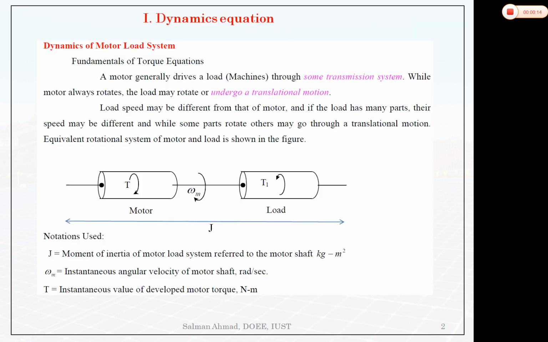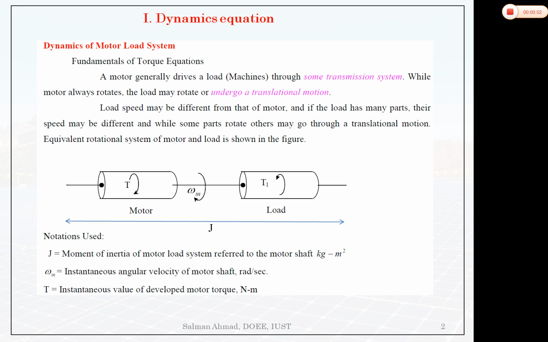So a motor generally drives a load through some transmission system. While the motor always rotates, the load may rotate or may undergo a translational motion. That means the load may have linear velocity or it may have some angular velocity. The load speed may be different from that of the motor. If the load has many parts, their speeds may be different. So some parts may rotate at omega m1, other parts may rotate at omega m2 and omega m3, like that. Others may go through a translational motion.